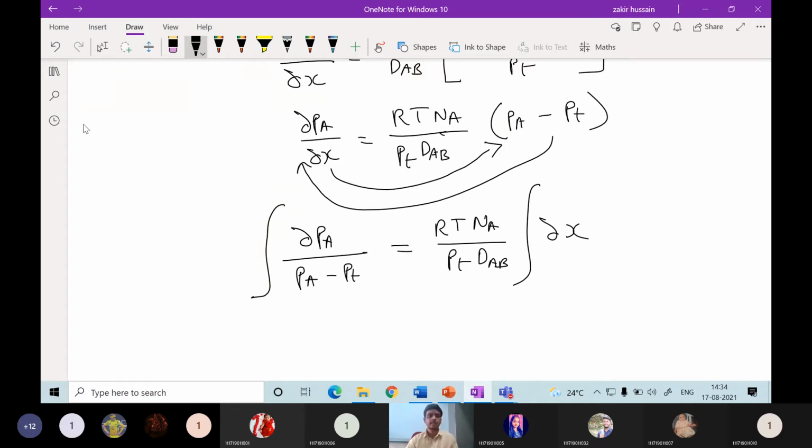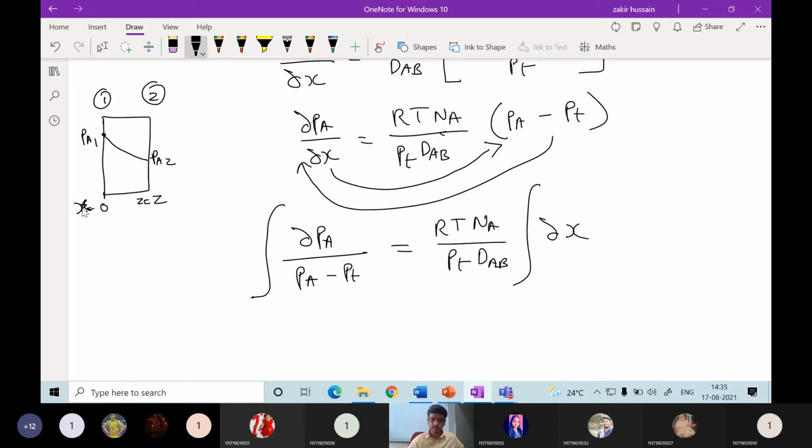So what are the limits? First, if some diffusion path is there, when Z is equal to 0, that is the start of any mass transfer operation, then PA is equal to PA1 at position 1. This is position 1, this is position 2. At Z is equal to some Z, the pressure or concentration of that A will be reduced to PA2.